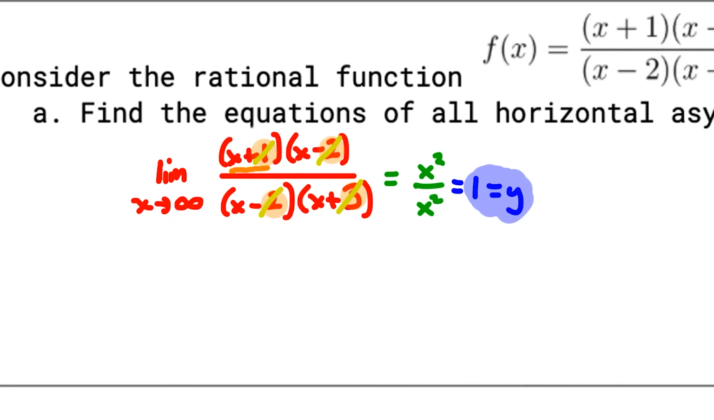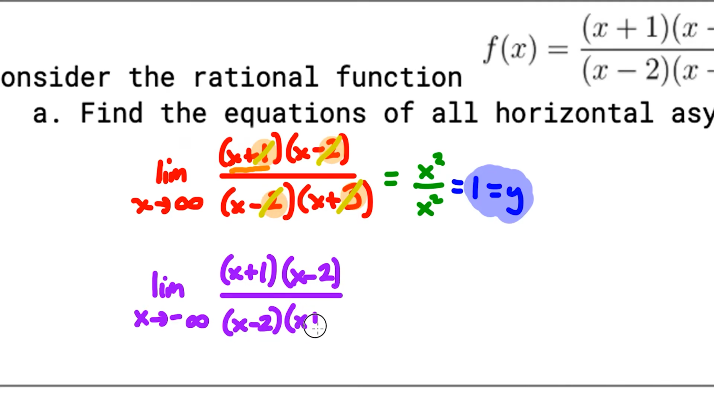Okay. Now it is also important to understand that you can have asymptotes going both ways. So besides infinity, you're also going to want to check negative infinity. So we're going to do the limit as x approaches negative infinity of this same rational function.